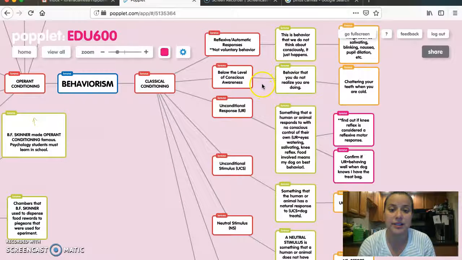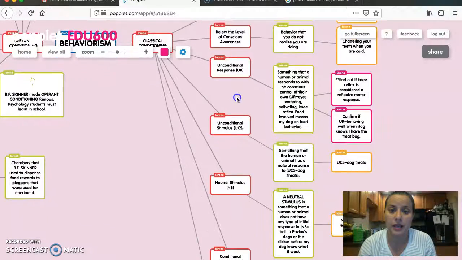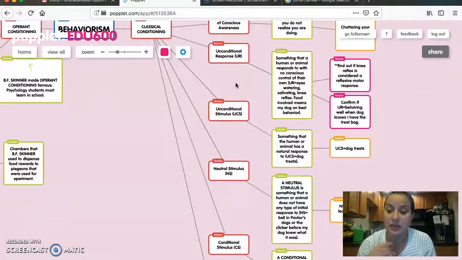Then also under classical conditioning I have below the level of conscious awareness. That's behavior you don't realize that you're even doing, like chattering your teeth when you are cold. Now we get into the fun stuff. And this is where Poplet really helped me organize my thoughts and ideas and also check my work to make sure what I was putting was the correct example and definition and everything.